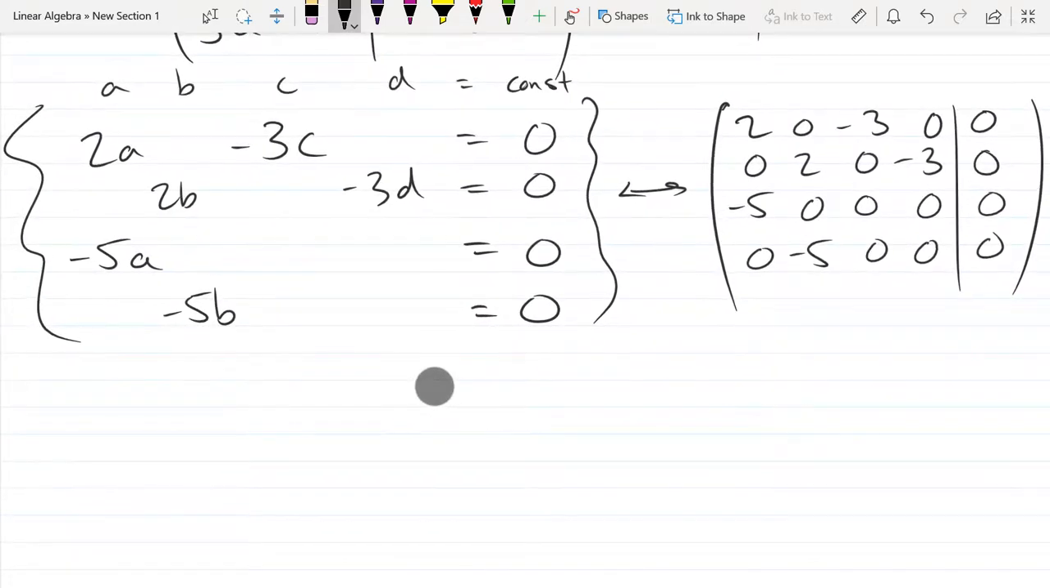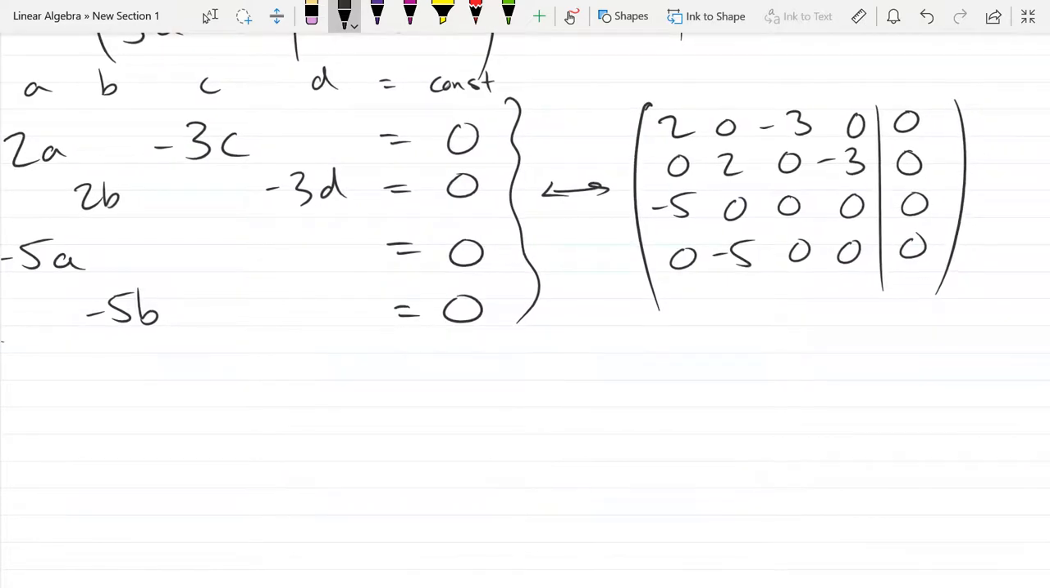Yours will have at least 8 zeros because there should be at least 2 zeros in each row, basically, if you just look at the way the multiplication happens. So it'll be what's called a sparse matrix, which is lots of zeros. And we're going to row reduce. So we got negative 1 fifth, negative 1 fifth.